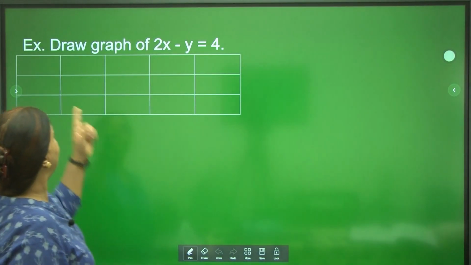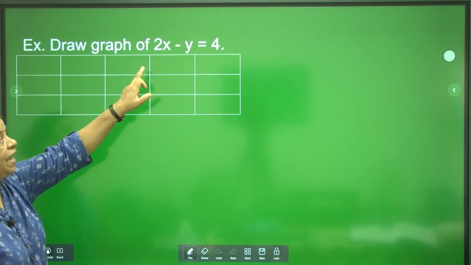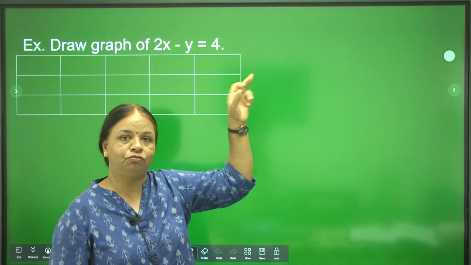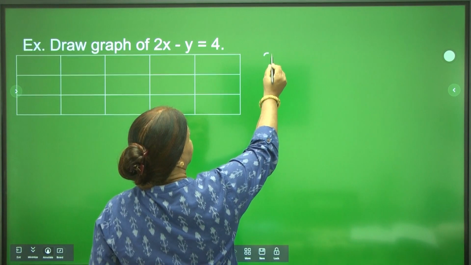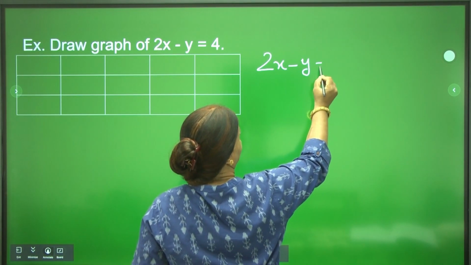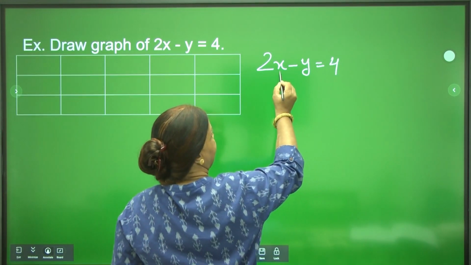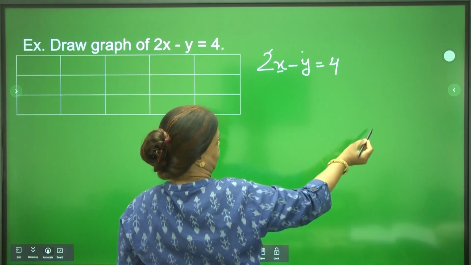The first example you can see on the board, we have to draw the graph of 2x minus y is equal to 4. Let's see the equation first, children. The equation is 2x minus y is equal to 4.